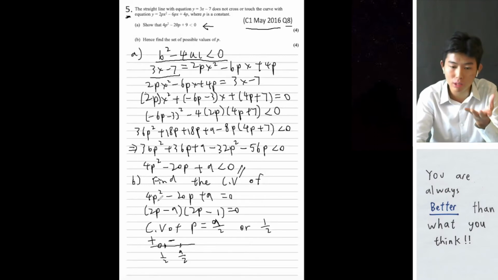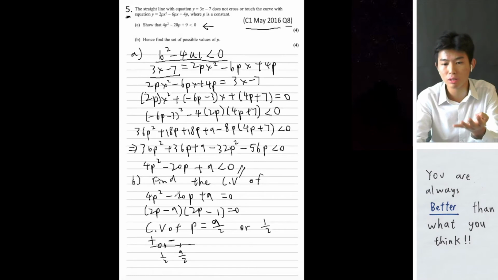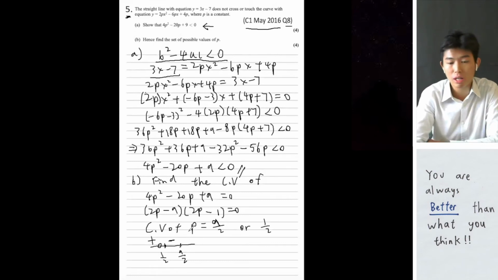If I put 10 into this equation, 10 squared would be equal to 100, 100 times 4 would be equal to 400, 400 minus 200 would be equal to 200, and 200 plus 9 would be equal to 209. So 209 would be positive. The sign here would be positive.